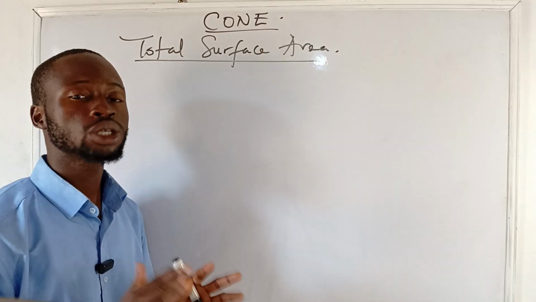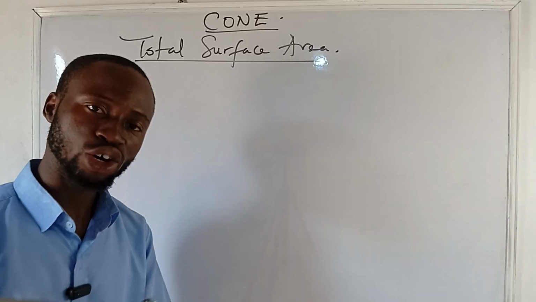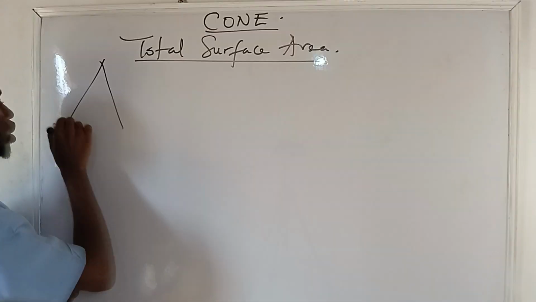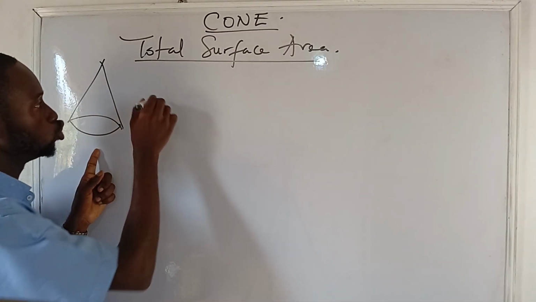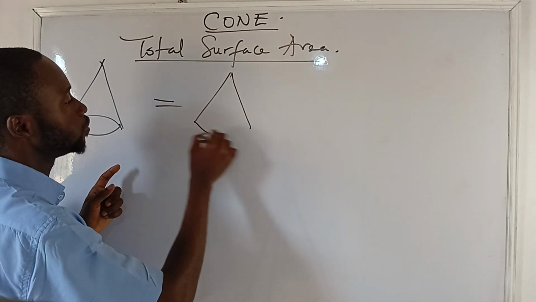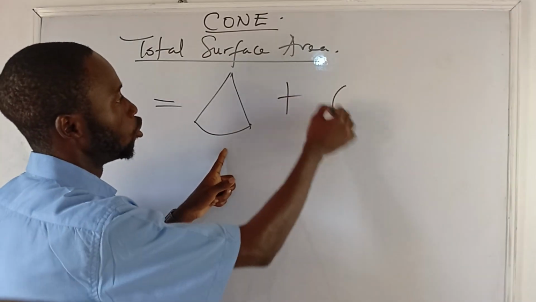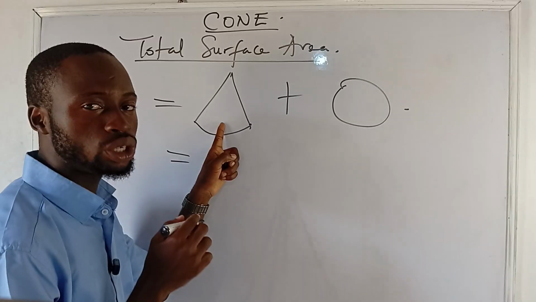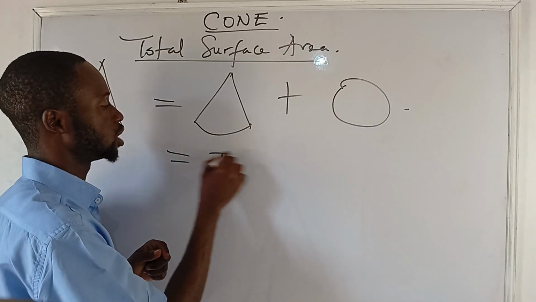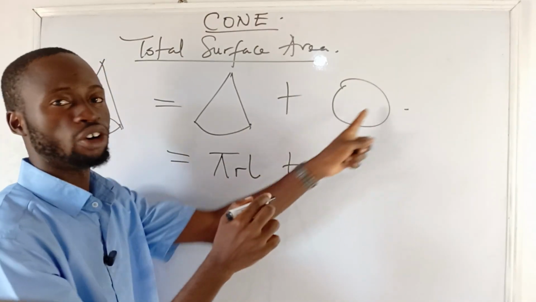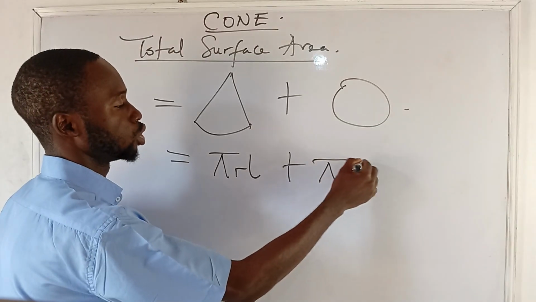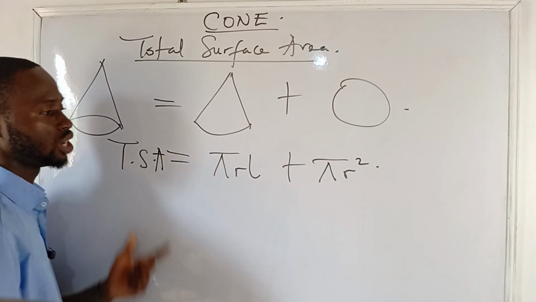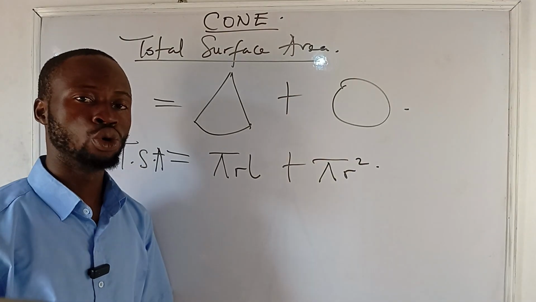Like I said earlier, the total surface area of the cone involves the circle and the sector. So the total surface area of this particular cone will be equal to the sum of the area of this sector and the area of the circle. We said the area of this sector is known as the curved surface area, and we just proved that it is pi R L. Then the area of this particular circle is what? Pi R squared. So this that I have here is the total surface area of a cone.